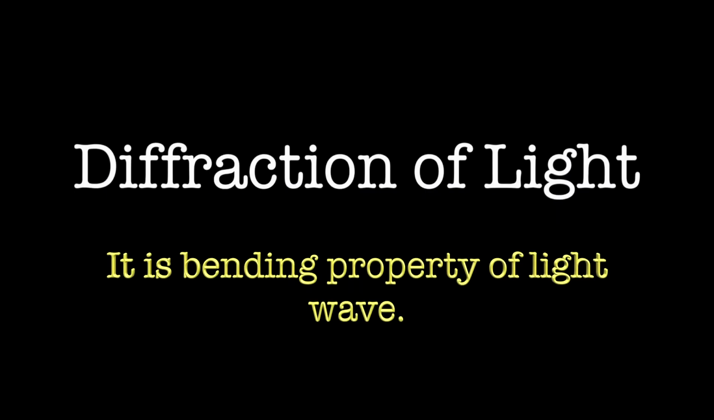Now let us look at another property of waves. We call it diffraction of light. Diffraction means the bending property of waves. It is very clear to us that sound waves can bend. However, it is very difficult for us to observe the bending of light. As I said in my previous lesson, light can actually bend. However, this is not visible to our eye since the wavelength of light is very small compared to the wavelength of sound. However, let us look at how light actually diffracts.